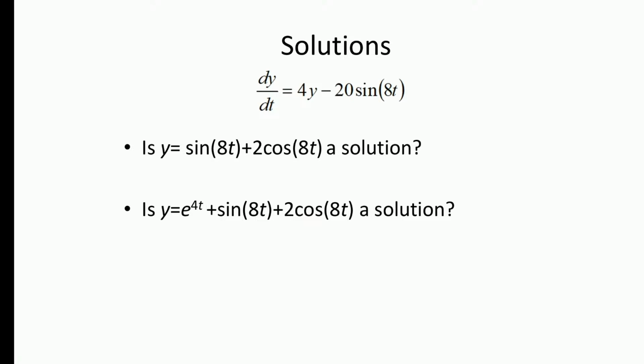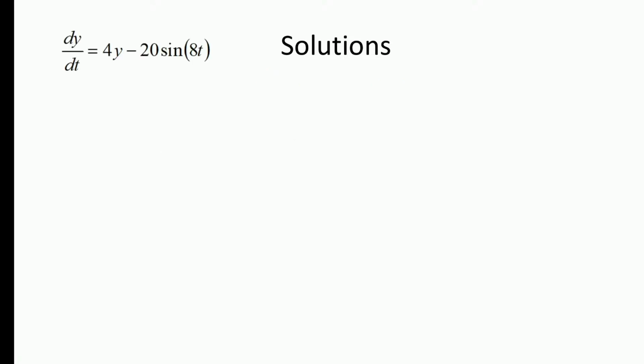Okay, so where did my solutions go? There it is. Okay, so here is the general solution. The family of solutions looks something like this: C e to the 4t plus sine of 8t plus 2 times cosine of 8t. So that's what every solution to this differential equation looks like.